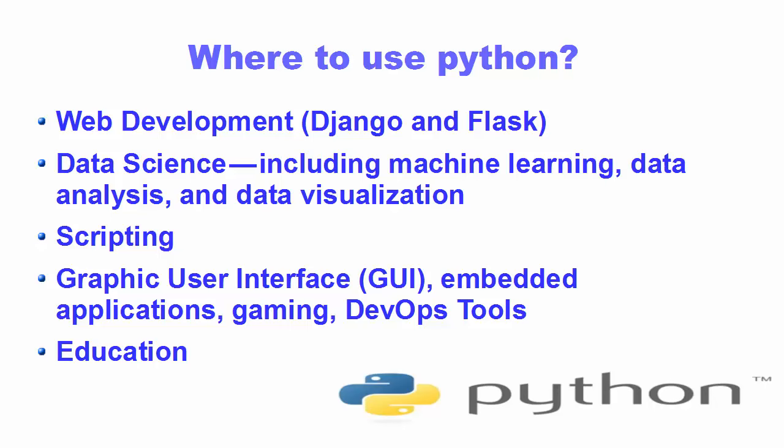Now, as I said, Python is used as a scripting language. That means if you are doing prototyping, it's really efficient to use Python. Python is also used in the development of graphical user interfaces, embedded applications, gaming and DevOps tools. And at last, as I said, because Python is really easy to learn, it's used for educational purposes as the first programming language for teaching programming.